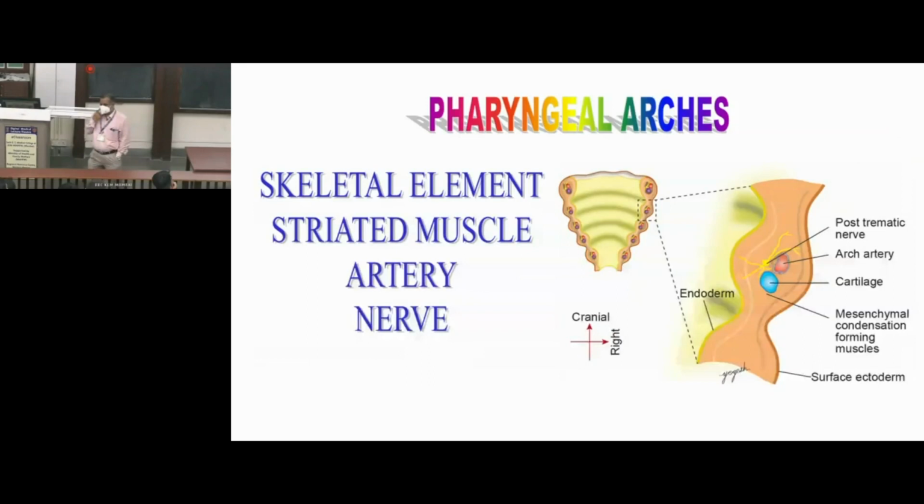Now we come to the details of pharyngeal arches. Each pharyngeal arch, 5 of them, will have these components as derivatives. There will be a skeletal element, there will be a striated muscle, there will be an artery, and there is a nerve of every arch. So what you see here, if we enlarge one particular pharyngeal arch, components are shown here within the mesoderm. Okay. So arch artery will be there.